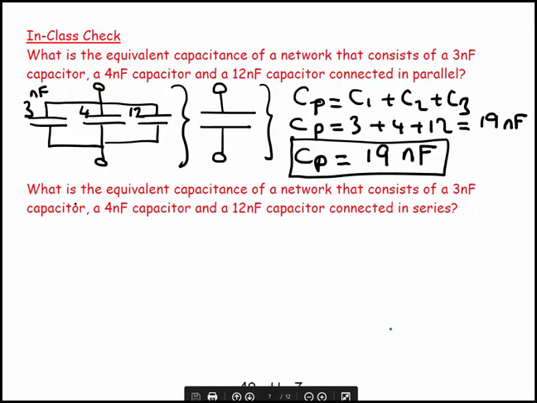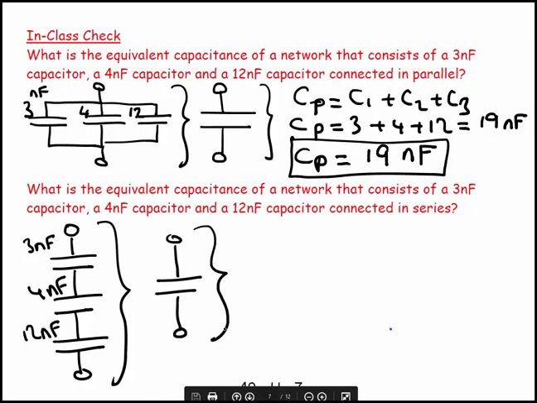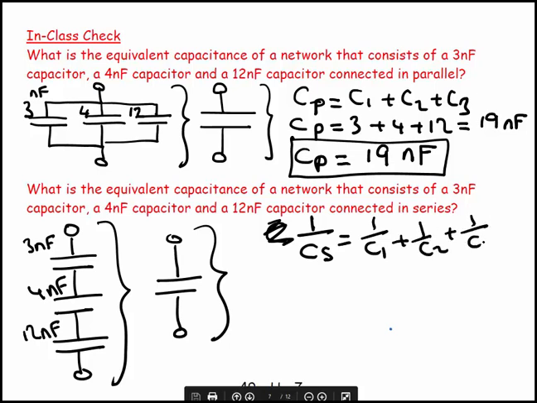If we look at this next one, we say, what is the equivalent capacitance of a network that consists of a 3, a 4, and a 12 nanofarad capacitor in series? So we have the 3 nanofarad, we have the 4 nanofarad, and we have the 12 nanofarad in series. And again, I'd like to replace them by one capacitor. And what I say is, 1 over C series is equal to 1 over C1 plus 1 over C2 plus 1 over C3.